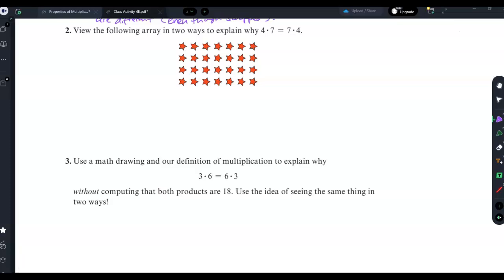Versus if I rotated it, then I can see now I have 7 rows and 4 stars in each row. And I would just write that down. I think a good way to do that is just to write it down in terms of an equation.